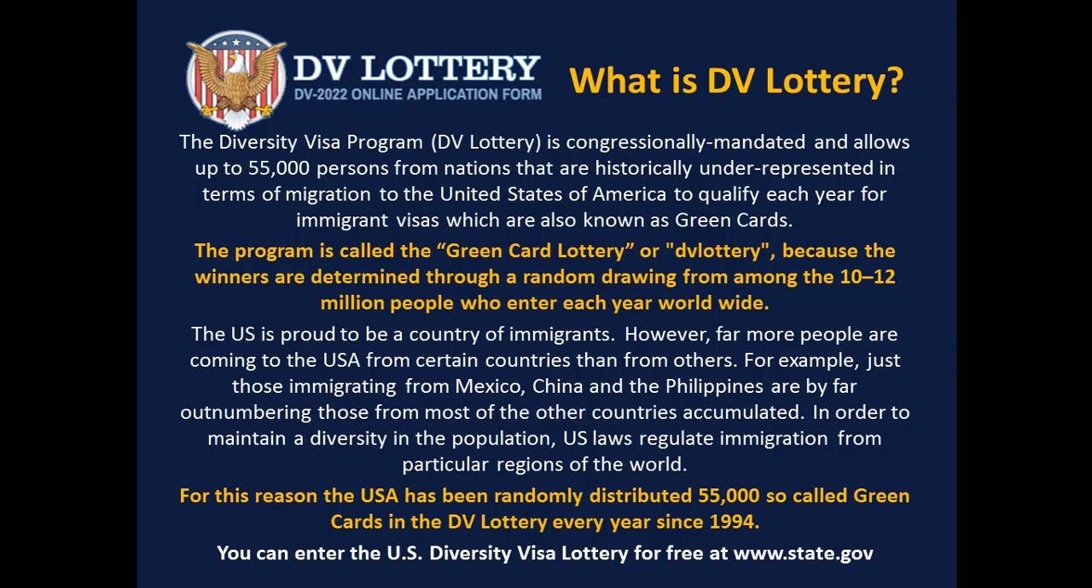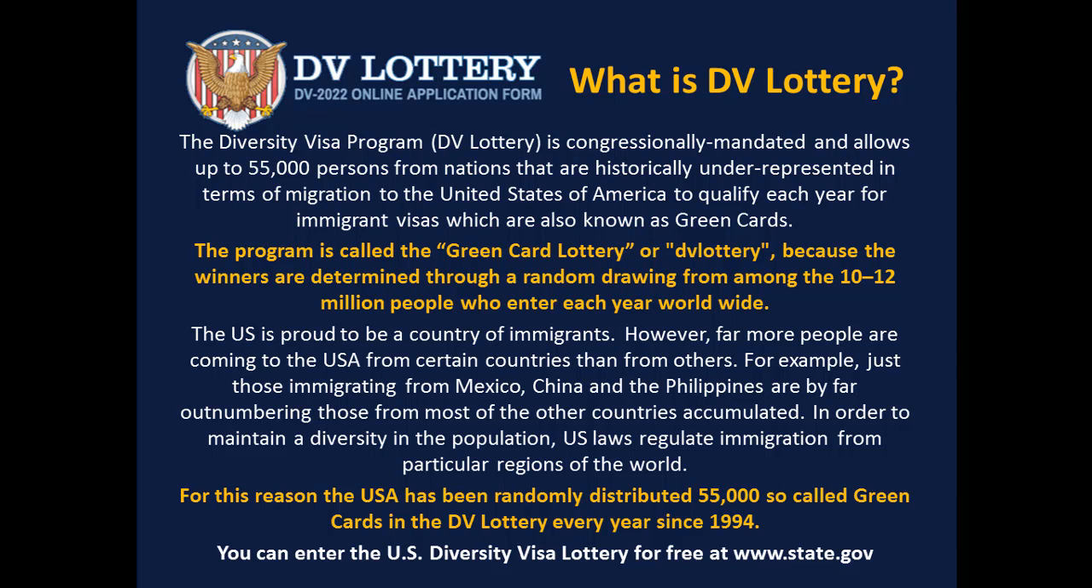So the US is proud to be a country of immigrants. However, far more people are coming to the USA from certain countries than from others. For example, just those immigrating from Mexico, China, and the Philippines are by far outnumbering those from most of the other countries accumulated. In order to maintain diversity in the population, US laws regulate immigration from particular regions of the world. For this reason, the USA has been randomly distributing 55,000 so-called green cards in the DV lottery every year since 1994.